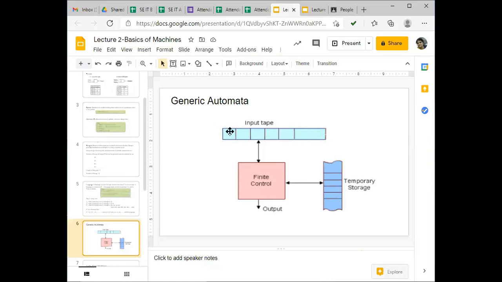Input tape, I think you people know this, right? It is just like an array type, and each cell of this has only one alphabet stored. So I may give A B A B. So how is it stored? A B A B. So this is how it works.